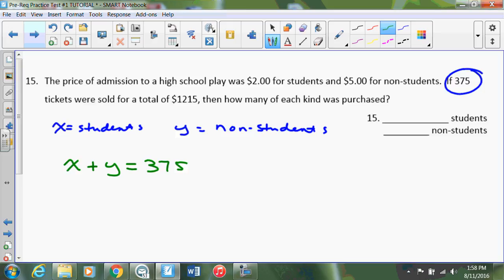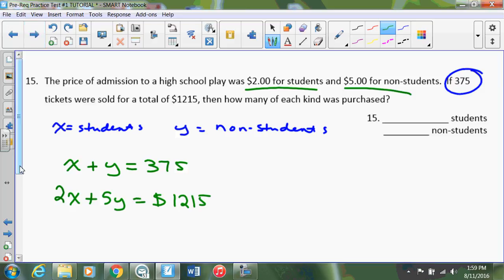And then I look at the other numbers that it gave us, and the other numbers have to do with a dollar value. So I see a $2 for students. I'm going to represent that as 2x, which makes sense. If there's 10 students, 2 times 10 is 20, then $20 worth of tickets were bought. $5 for non-students, then I'm going to represent that as 5y. So this would make sense depending on how many students and how many non-students. Altogether, there was a total of $1,215 worth of tickets sold. I'm not sure if that makes sense, but all right.